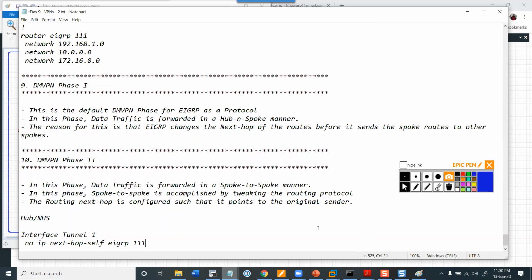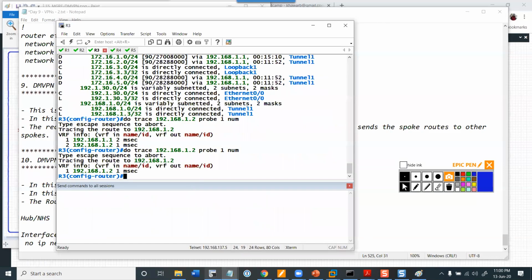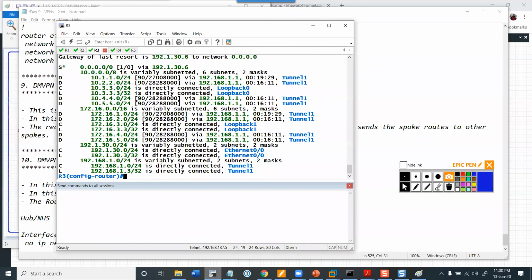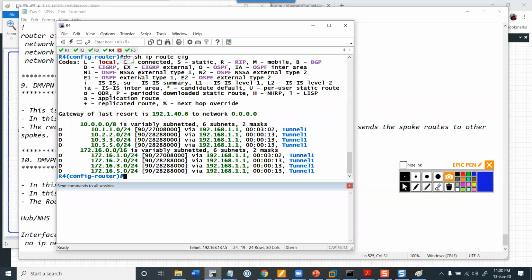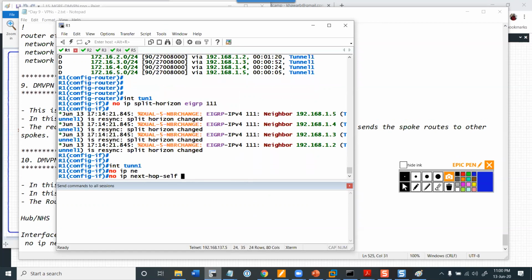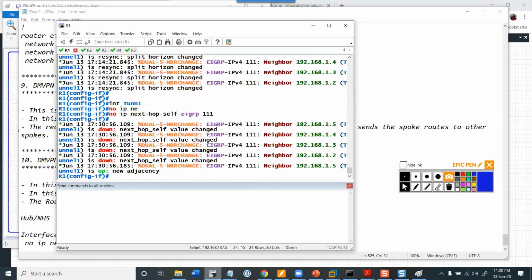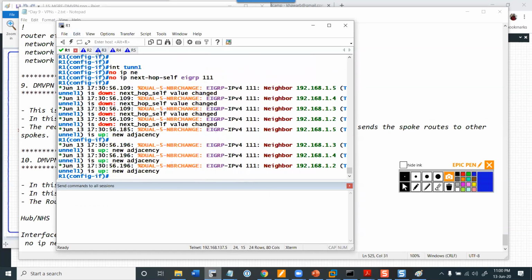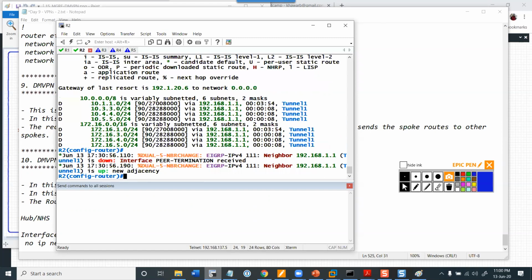So what is the difference? Let's take a look now. Let's do a show IP route, just the EIGRP routes. Notice right now all the routes are pointing towards the NHS. Why? The A to B, B to C type of example that I gave you. I'm going to go to the hub under the tunnel interface: no IP next hop self, keep it to the original for EIGRP 111. It resets all the neighbor relationships. Now let's see the effect of it.